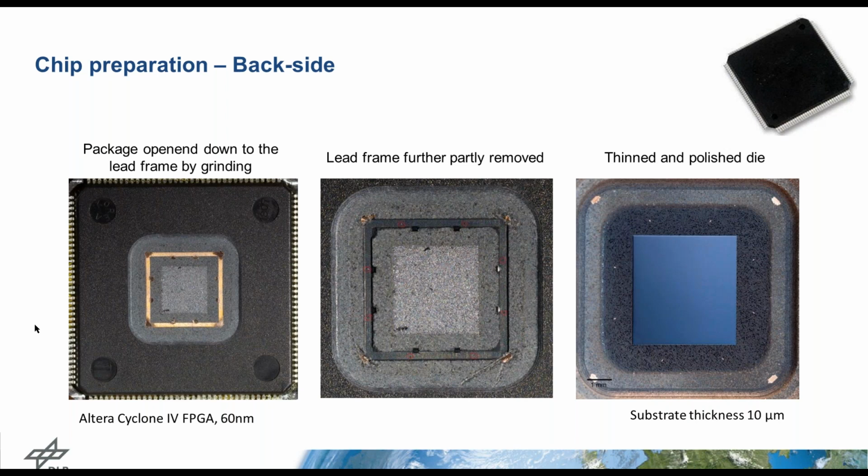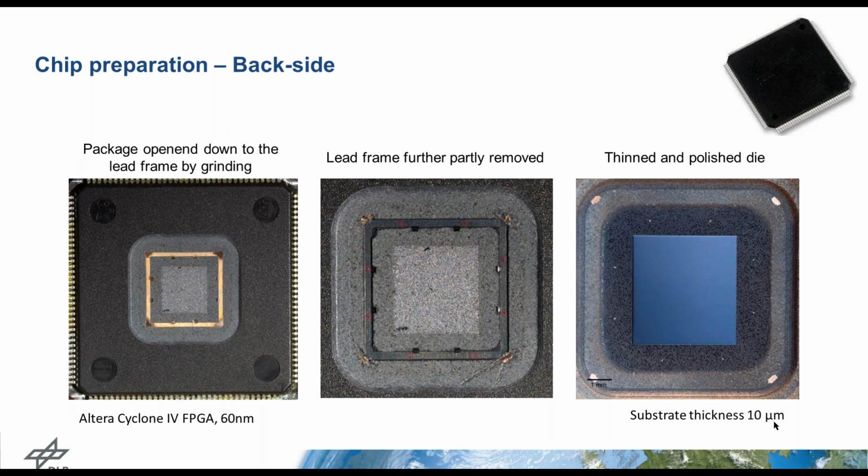Here, what you can see are 3 steps of opening a package and thinning the substrate. This is an FPGA. We open it from the back side. We thinned it down to the lead frame. So what you can see here is already the substrate, the die on which the transistor level is placed. Then we remove the lead frame. This lead frame is quite special here. And in the last step, we thin the substrate down to usually a remaining thickness of 10 micrometer.